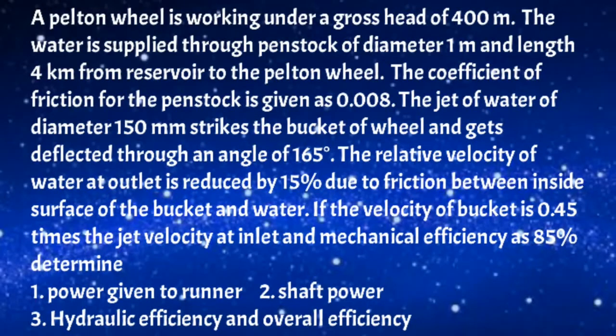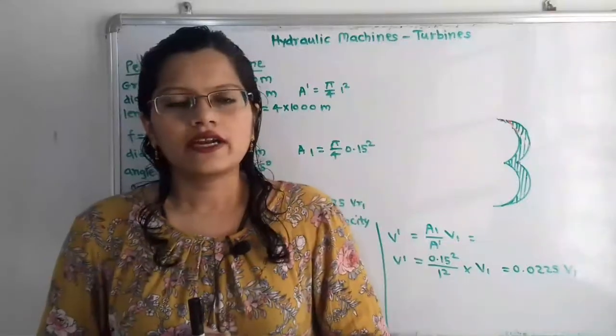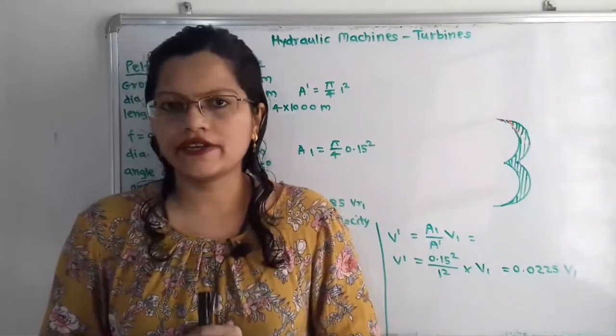If the velocity of the bucket is 0.45 times the jet velocity at inlet and the mechanical efficiency is 85%, determine the power given to the runner, shaft power, hydraulic efficiency and overall efficiency. So this was the given question. Let us first understand the given data.